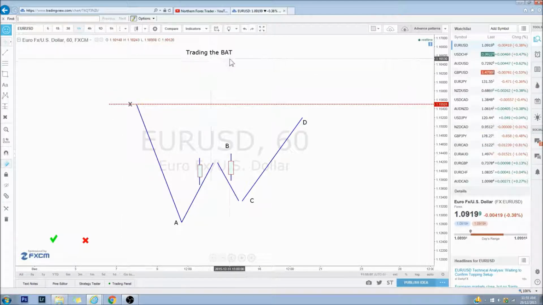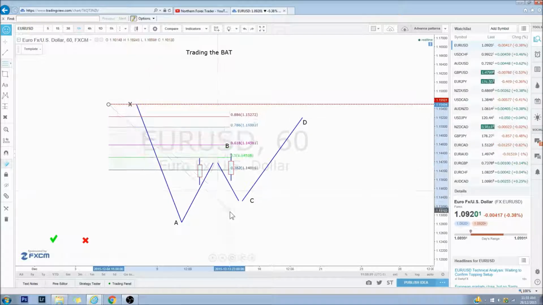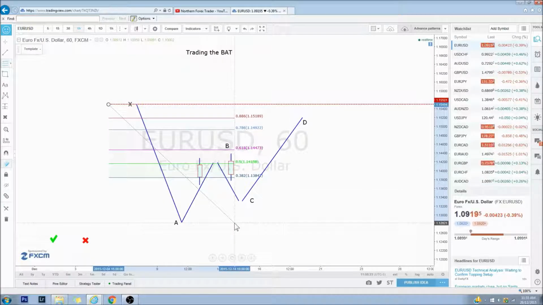But here we go. Here's the bat pattern. It looks similar to the Gartley. We have an XA, A to B, B to C, C to D leg. And we're going to grab our tools here. We're going to grab the Fibonacci retracement tool from the X to A leg.